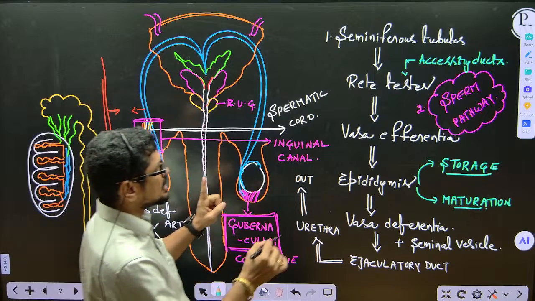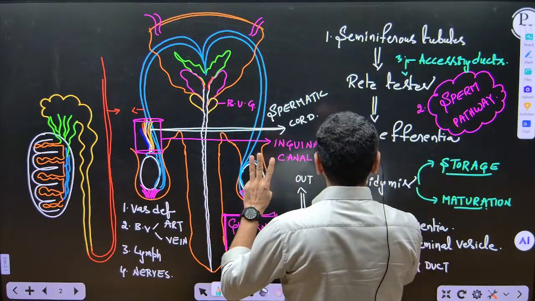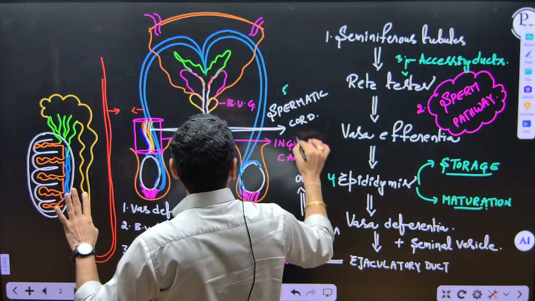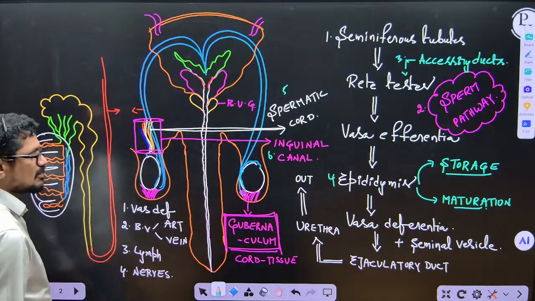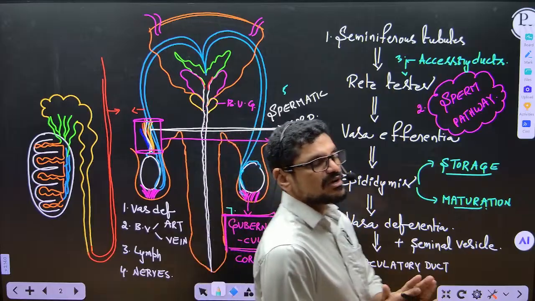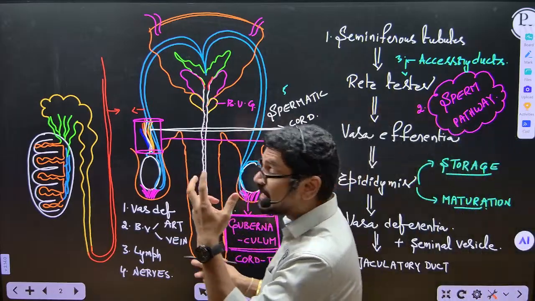That is the third question, the accessory duct. Number 4, function of the epididymis. Number 5, spermatic cord present in the canal is the 6th one. And then the gubernaculum. Some of these points are not mentioned in the CBSE textbook. Okay, that's all about the accessory ducts.